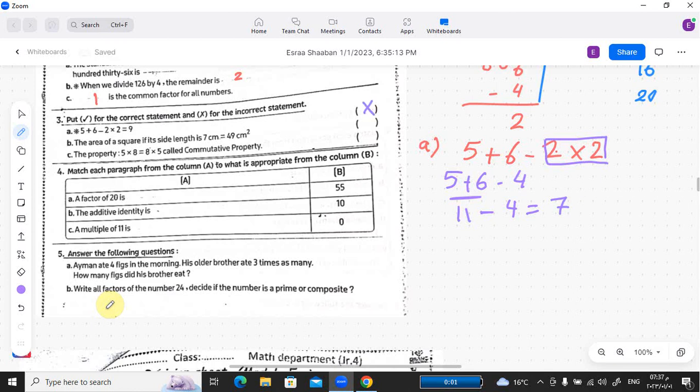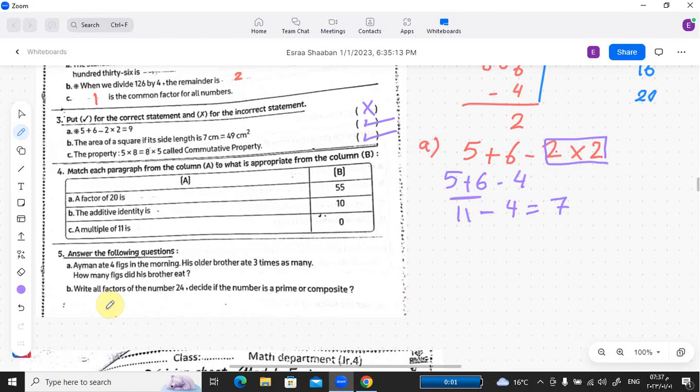Letter B. The area of the square of its side length 7. The area is letter L, side times side. So 7 times 7 equals 49. It's right. Letter C. The property 5 times 8 equals 8 times 5 is called commutative property. Yeah, because when I switch the numbers, it's called commutative.